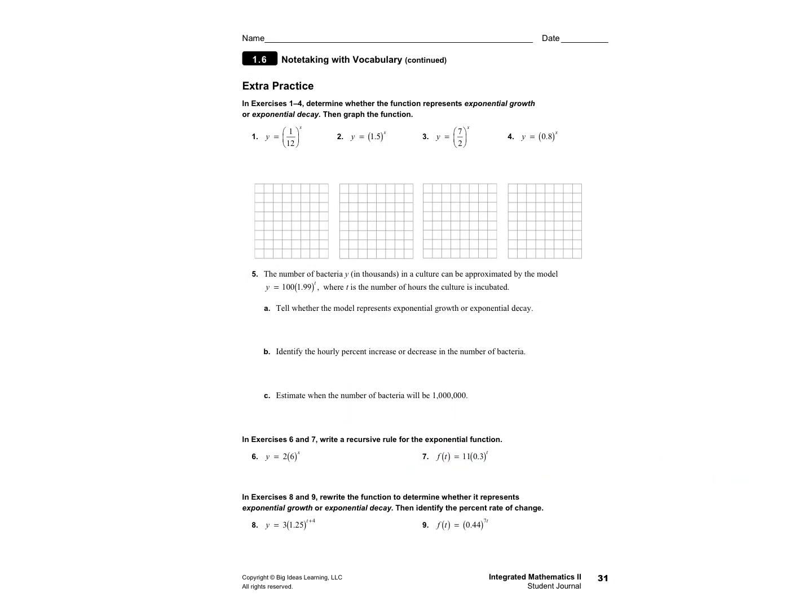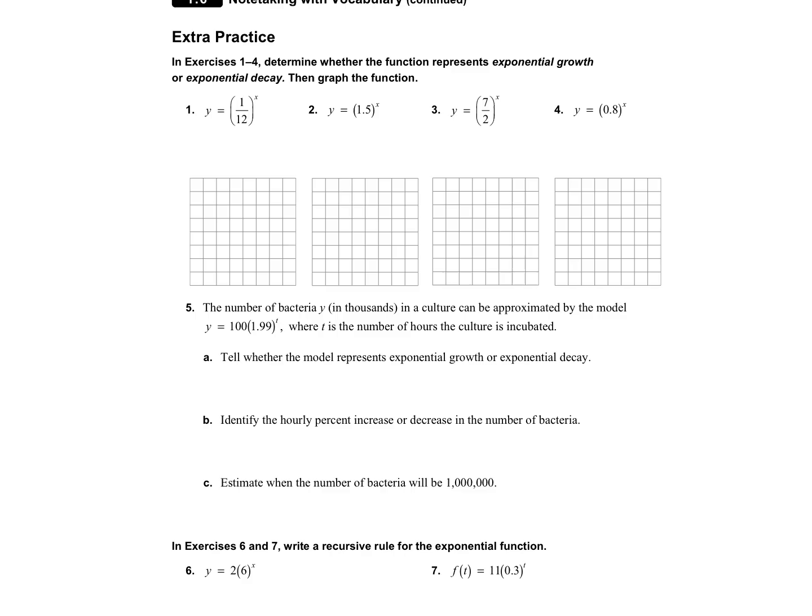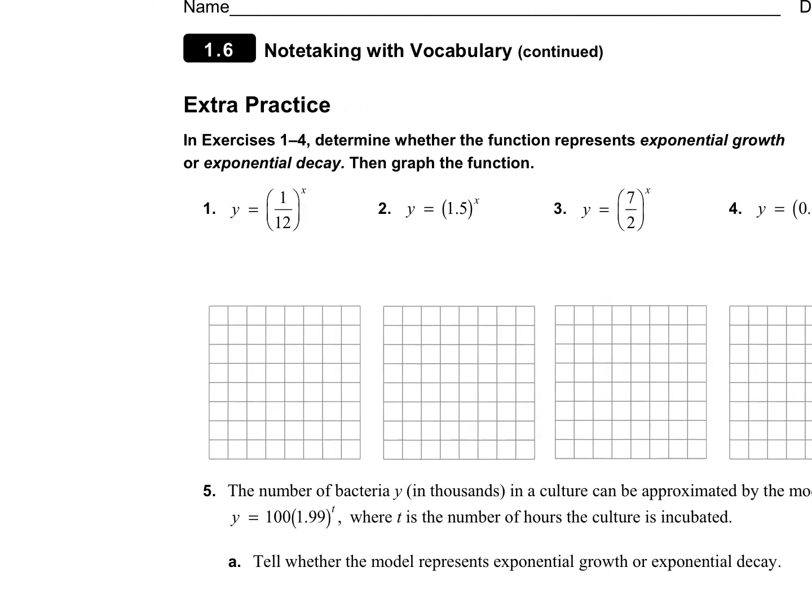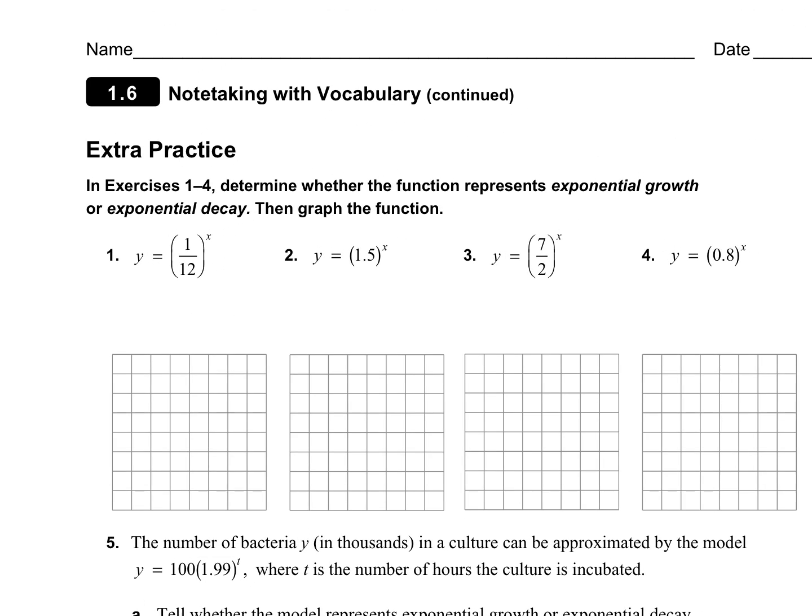Okay, last page. We kind of went through this one real briefly, and I wasn't here, so I do understand if there are questions. Remember, if your exponential function, so we have y equals ab to the x, if this b value is greater than 1, then it's growth. If your b value is between 0 and 1, so it's a fraction less than 1, then it's decay.